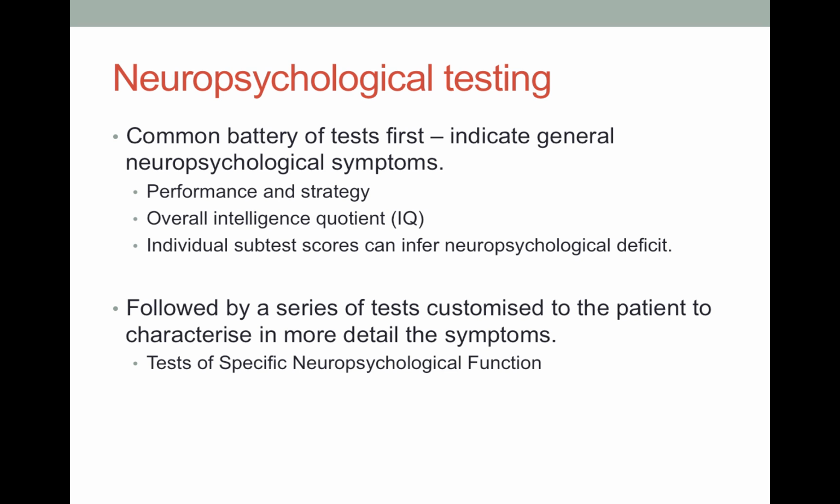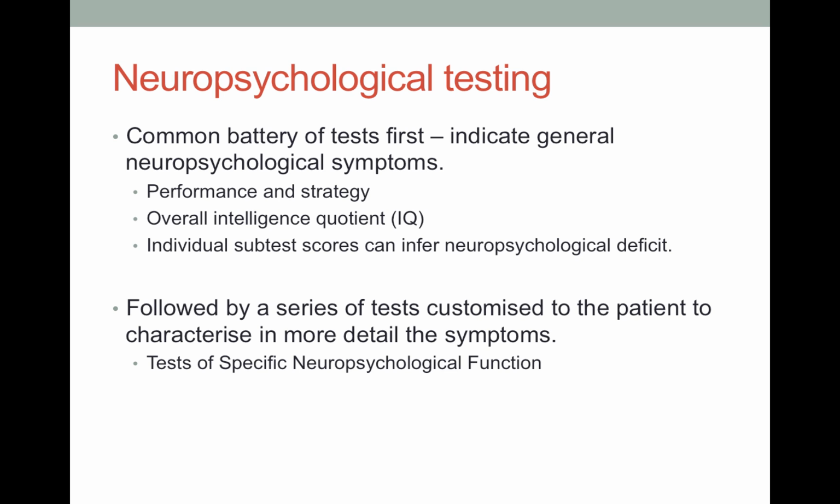Tests in a typical neuropsychological test battery might include some measure of overall intelligence. Overall IQ is a notoriously poor measure of brain damage. However, a test of general intelligence is nearly always included. The WAIS is a test that is commonly used to assess IQ. Individual subtest scores are considered as they can infer neuropsychological deficit. For instance, poor performance on subtests assessing verbal intelligence may indicate left hemisphere damage, while poor performance on the performance-related subtests might indicate right hemisphere damage.